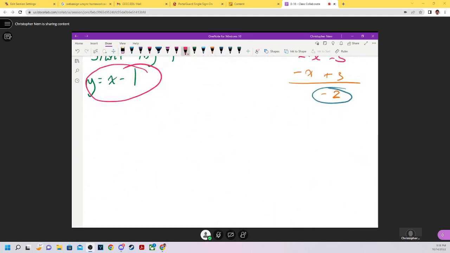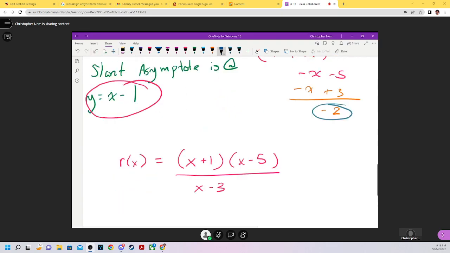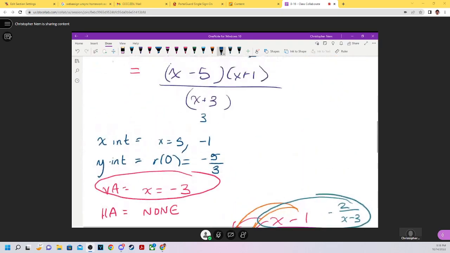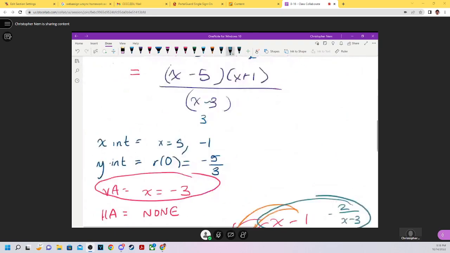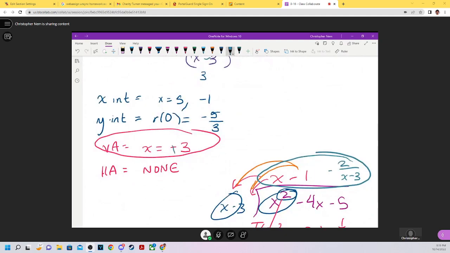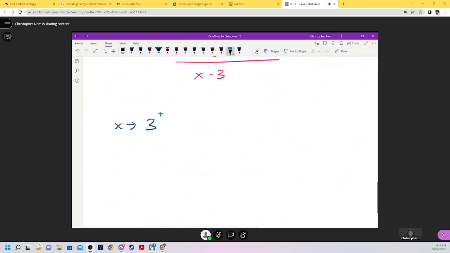Let's recall r of x equals x plus 1 times x minus 5 all over x minus 3. If I did a table for that, let's do x approaches 3. Is it plus or minus 3? Let me just check to be sure. Did I do this wrong? Oops, this should have been minus 3. So that means our vertical asymptote was plus 3. I apologize for that. So we're going to check 3 from the right, and then we're going to check 3 from the left.